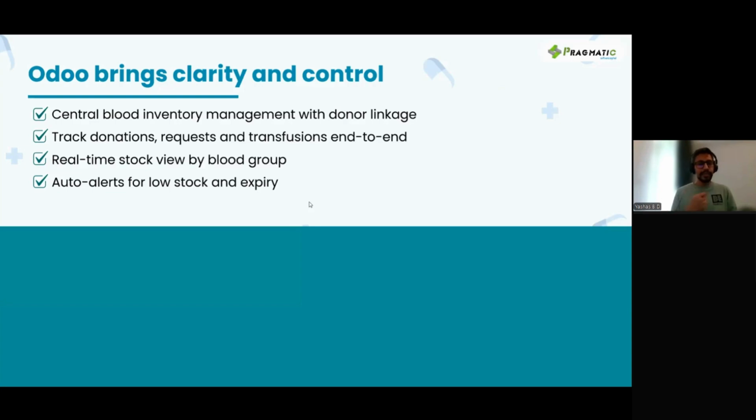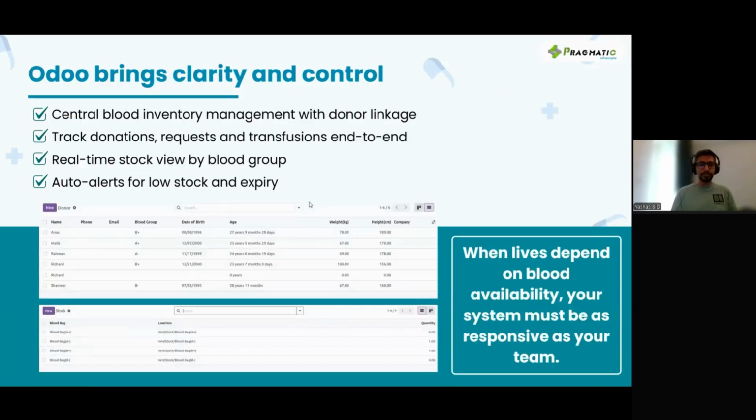Also, as and when we issue it, the stock goes low. So auto alerts will be in place, and also expiry alerts, which say you have low stock levels, please conduct a blood donation campaign, or ask more patients to replenish the stock. So that can also be done.